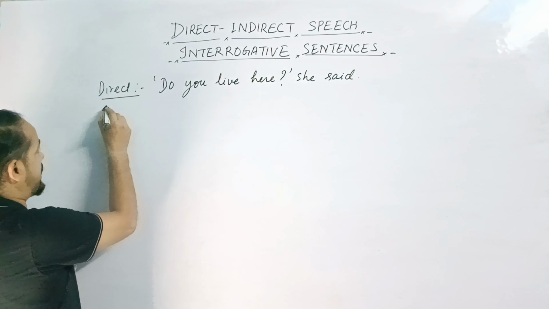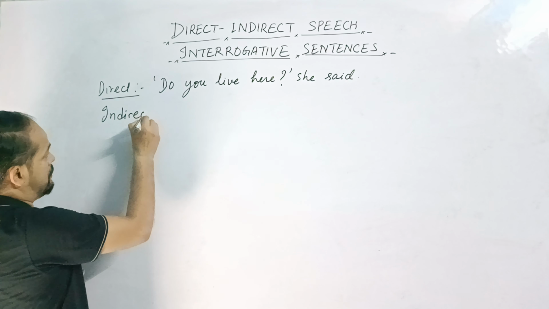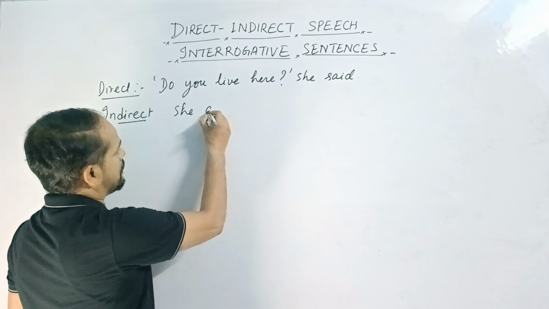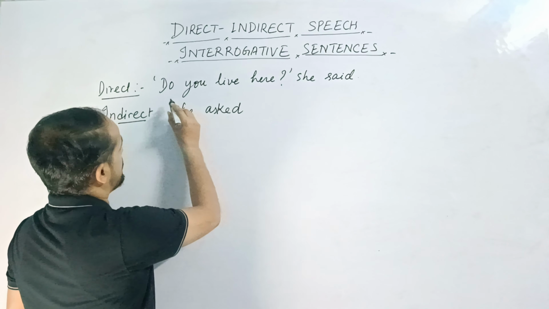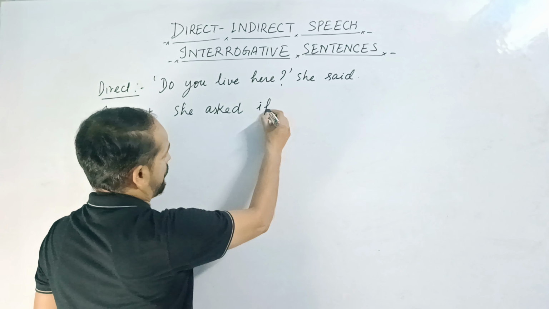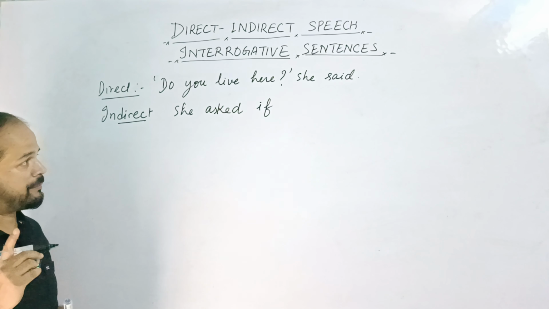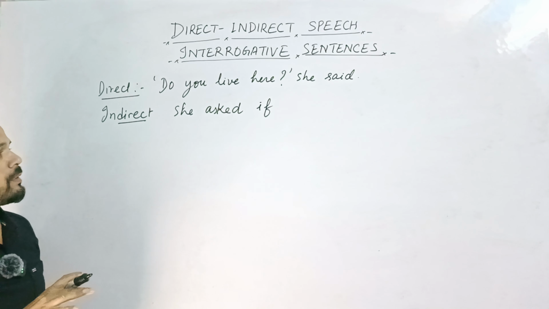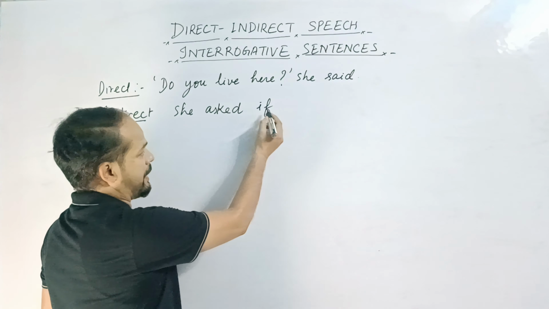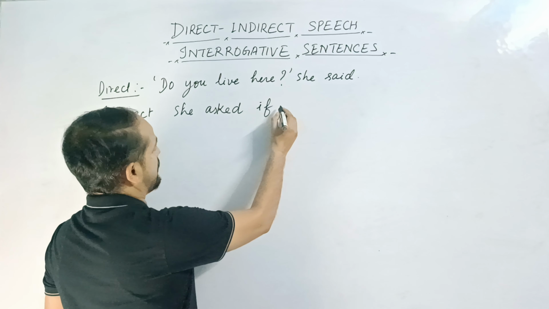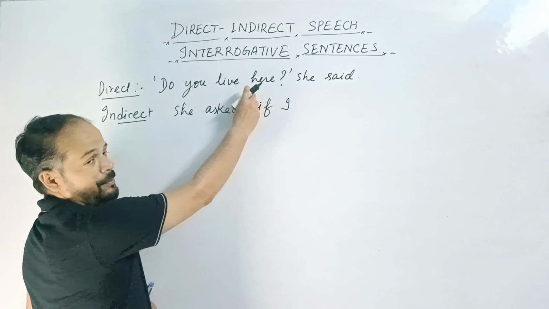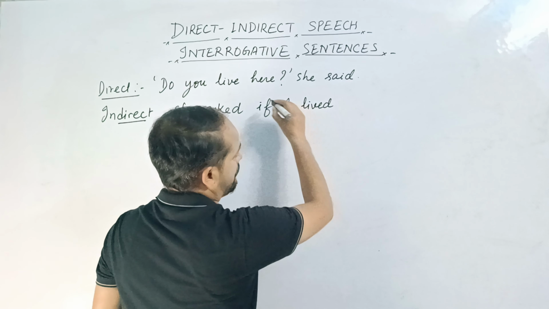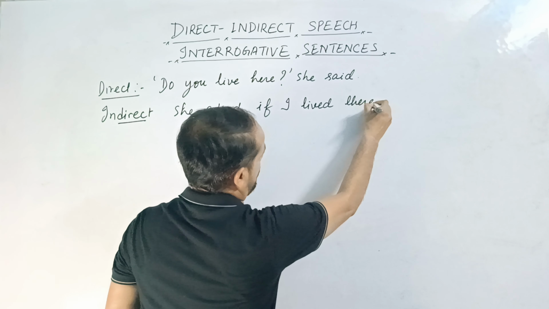So in this case, what we have to do, see, she asked or she wanted to know. I write over here she asked. She asked if or whether will be used. Either we use if or whether, one of the two. She asked if, and this is a simple present tense. It will be changed into simple past. If I lived, here will be changed into there.